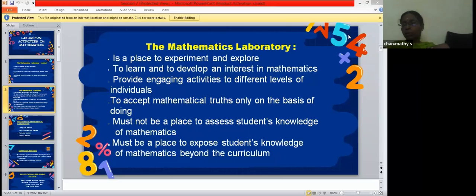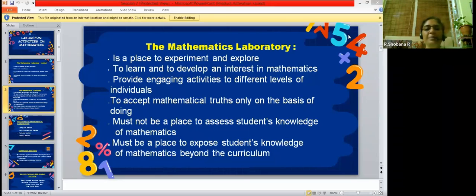So let us give room for children to explore. Maths lab is one such place where children equip their skills and develop their knowledge in that particular subject, be it a maths lab or any lab. But the maths lab is a place which is very important for them to explore. Yes, ma'am. So the mathematics laboratory, as ma'am said, is a place to experiment and explore concepts by themselves. It's a place where they learn to develop an interest in mathematics.